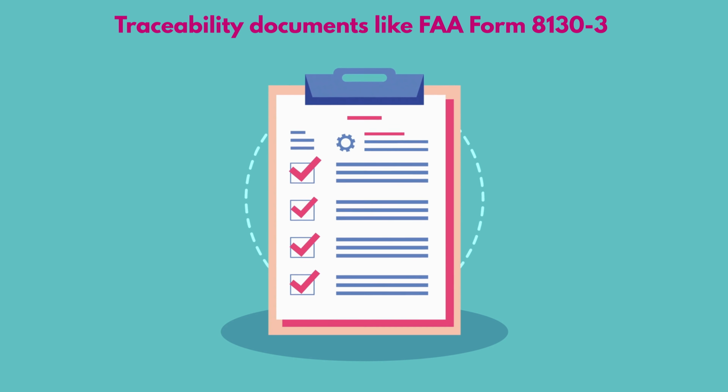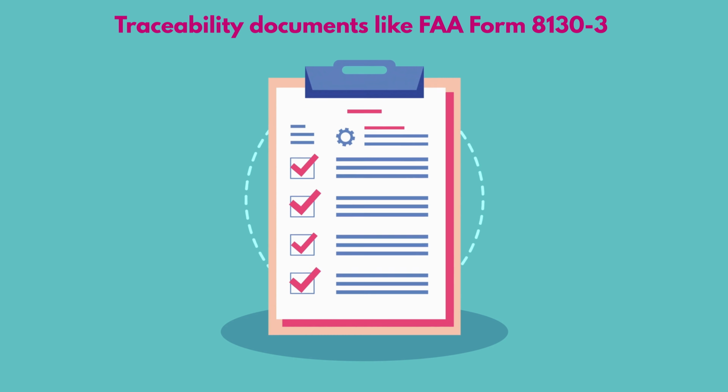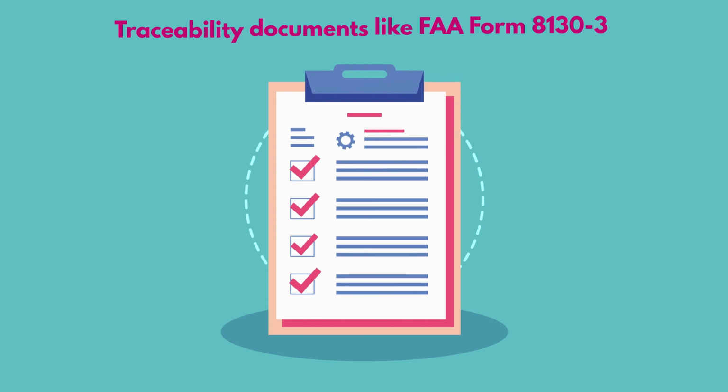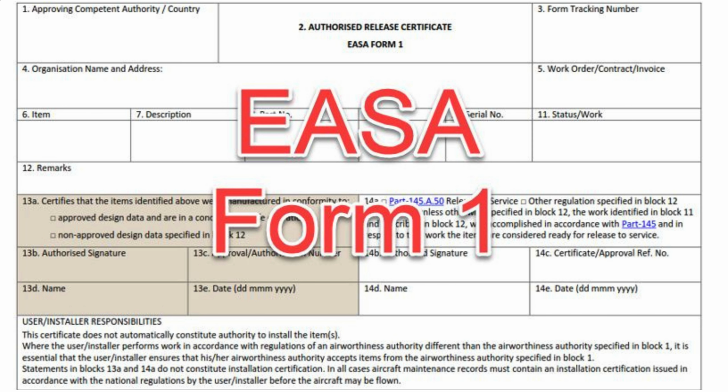Now what are traceability documents? These include the FAA Form 8130-3, or it could be maybe from Europe, so it will come with an EASA Form 1. Maybe it's coming from Canada, and that is going to come with a Transport Canada Form 1, or Brazil Form 1 if it's from Brazil. So it all depends from where the manufacturer or the OEM or the PMA, the part manufacturing approval holder, is located.